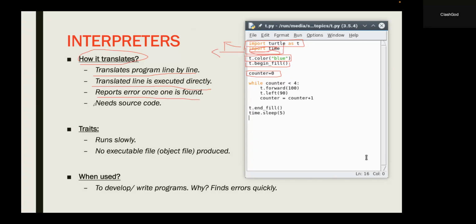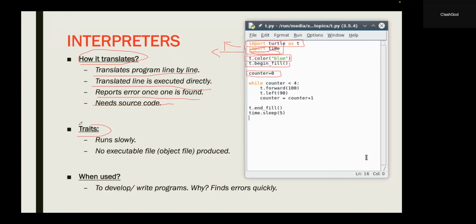And it needs source code. This is not really important, don't care about that. But it reports an error once it is found. So these three are very, very important. It's the key essence of interpreters: it translates the program line by line, the translated line is executed directly, and it reports an error once one is found. So that is how interpreters work.